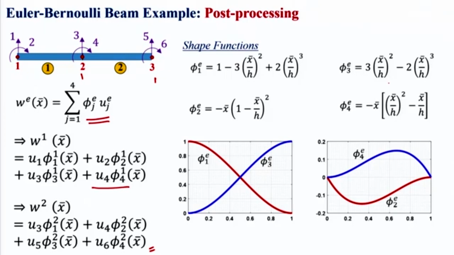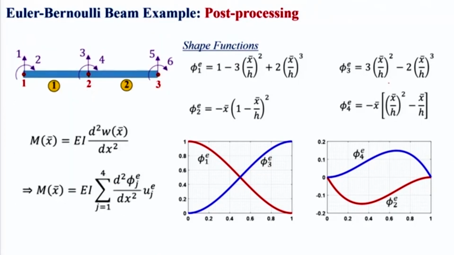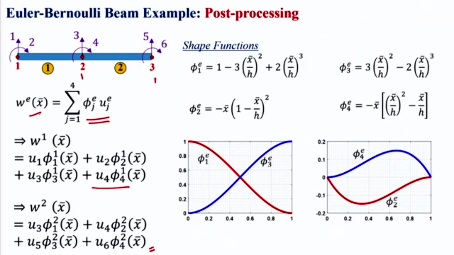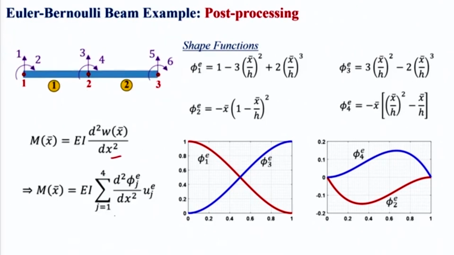Now, similarly, we can find out, say, the moment at any arbitrary point. These are the equations we anyway know, and this W can be approximated as this, and when you substitute that W, our equations will be these, and these shape functions we anyway know. We can differentiate the shape function and then find out the moment at any arbitrary point within the element.